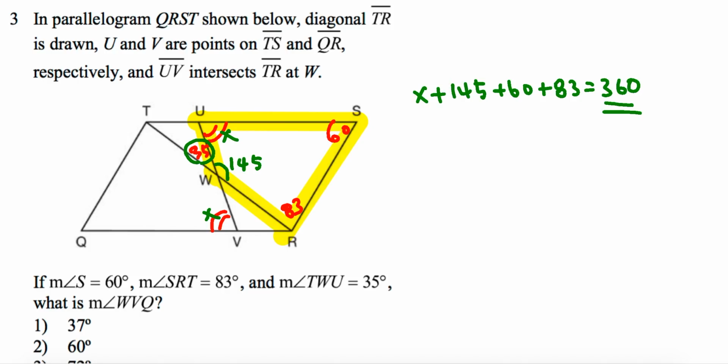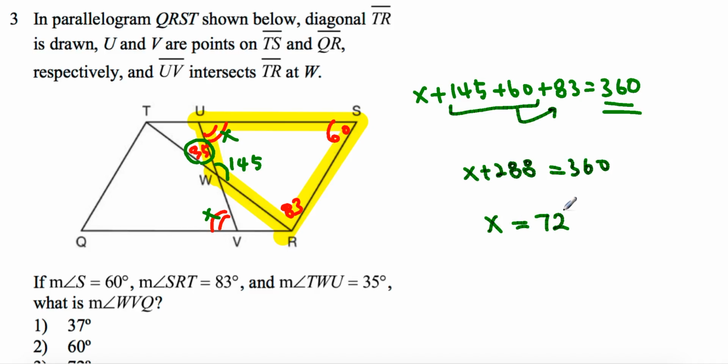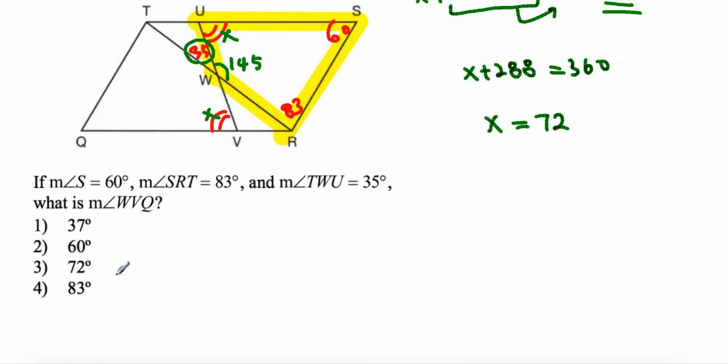Alright, now all I have to do is calculate. This becomes 205, and then up to here, 288. So x plus 288 equals 360. When I subtract 288 from each side, we get 72. So x equals 72. Choice 3 becomes the answer. Alright, let's move on to the next question.